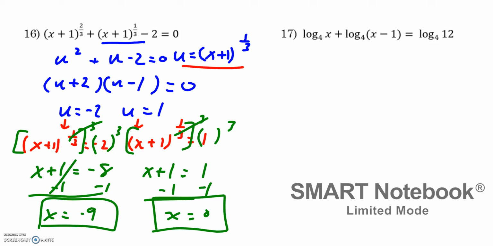Alright guys, here's the last video for cumulative review number 16. Let's start here with number 17, which is a log equation. So, when I look at this, I note that there's logs on this side and 2 logs on this side.